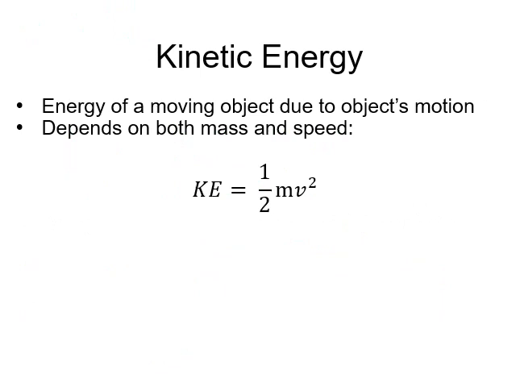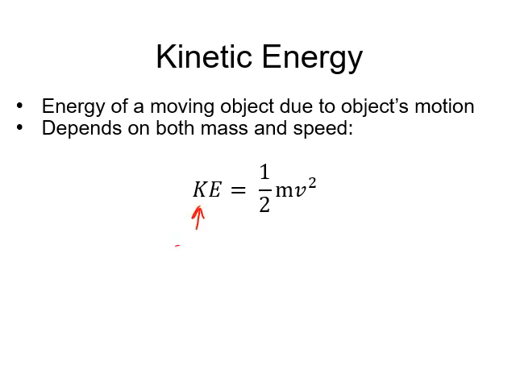Now we're going to switch gears to kinetic energy. This is the opposite of potential. Where potential is stored energy or energy at rest, kinetic energy is energy due to an object's motion. So anything that's moving has some sort of kinetic energy. Kinetic energy relies on the mass and the speed, or most of the time we just say velocity. So our formula for kinetic energy is KE equals 1/2 mv squared.